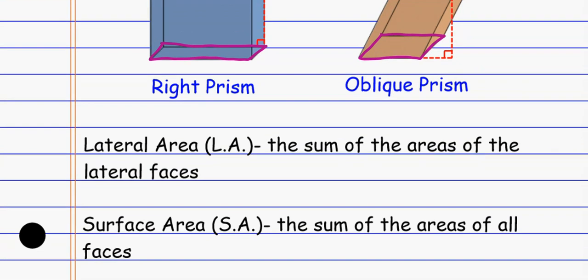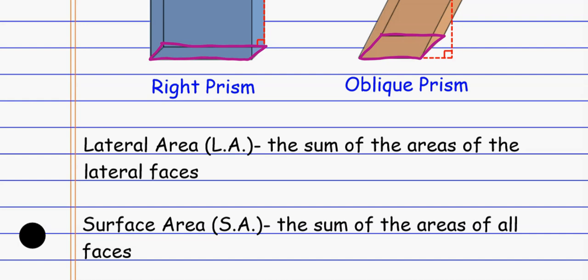The lateral area is the sum of the areas of the lateral faces. So basically, if I find the area of each polygon of the lateral faces and add them together, we call that the lateral area. And then the second piece of this thing is the surface area. The surface area is basically the sum of all the areas of the faces.